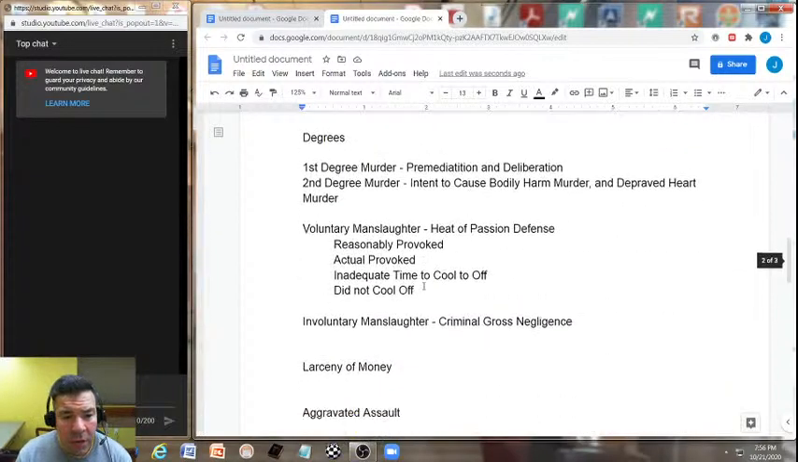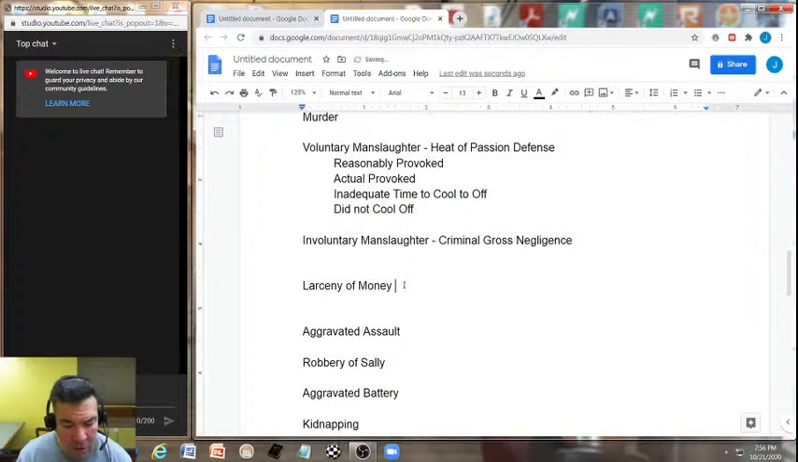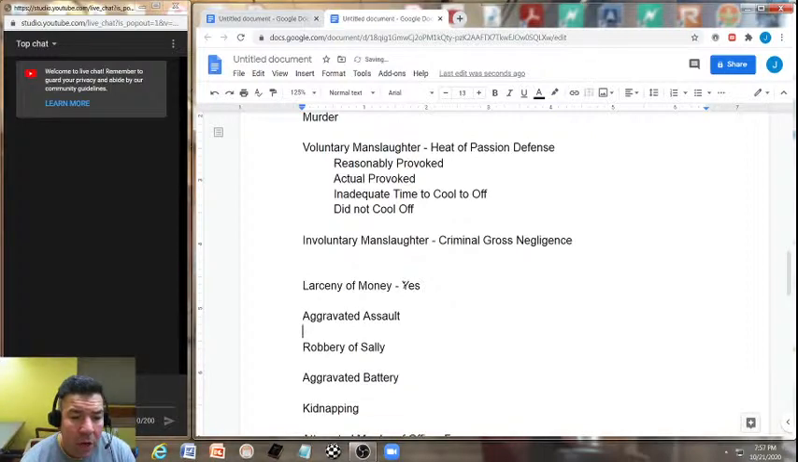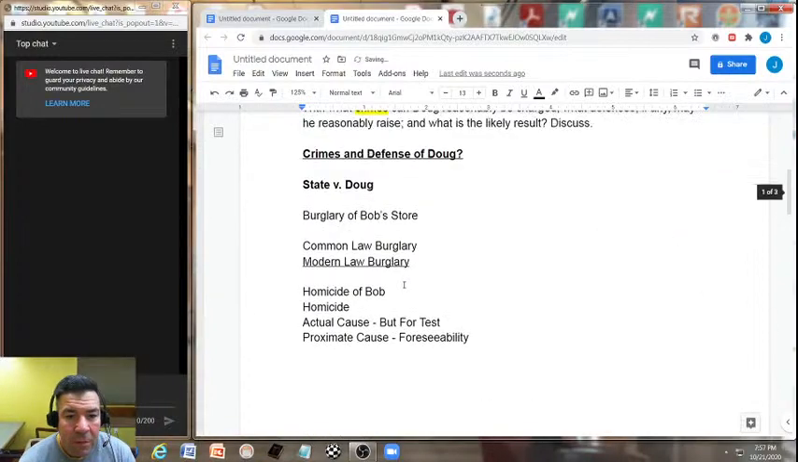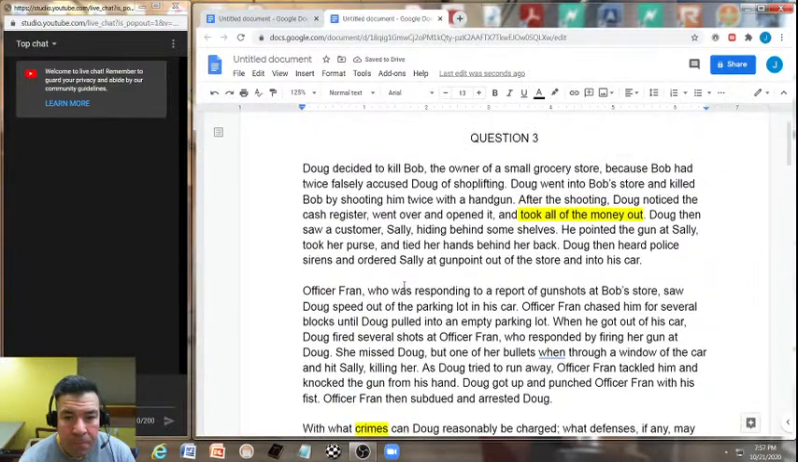Now down under here, then we would say larceny of money. Absolutely, all the elements have been raised in our mind, and we've been able to put them on our paper, element by element, and proven each element by the facts. Okay, now going to the aggravated assault. Where was that? Let's go back up to our facts now.